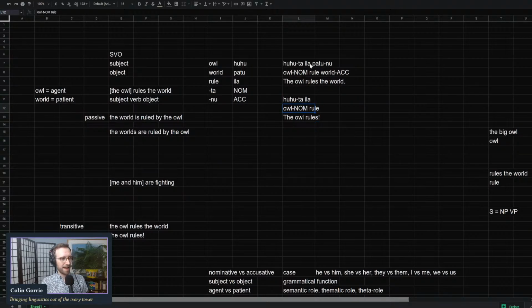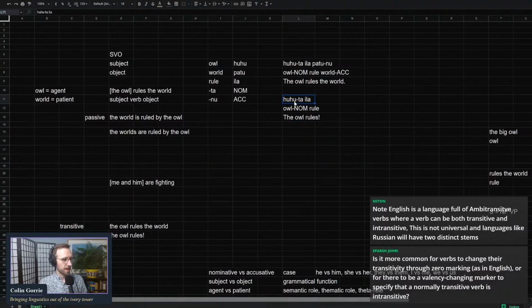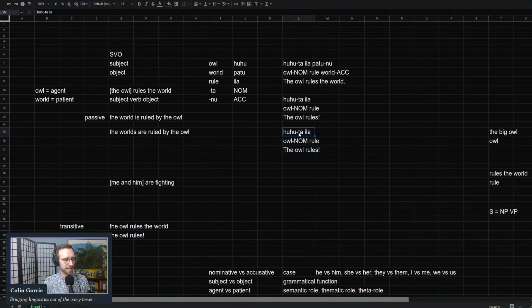Note that when we have an intransitive sentence, we only have one dependent noun phrase, one argument in this case. So, I said case again. See, it's impossible. Why do we have to use the same thing here, huhuta, as here, huhuta? I mean, because there's only one argument here, we could just as easily say hu nu ila.